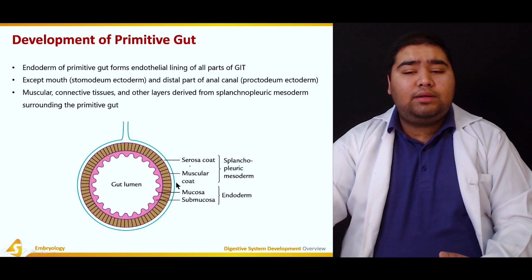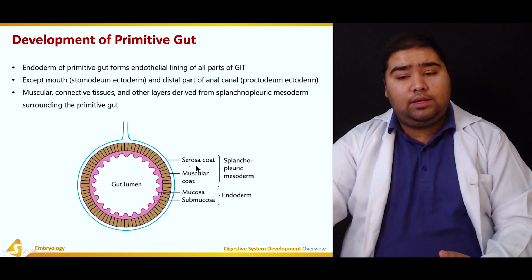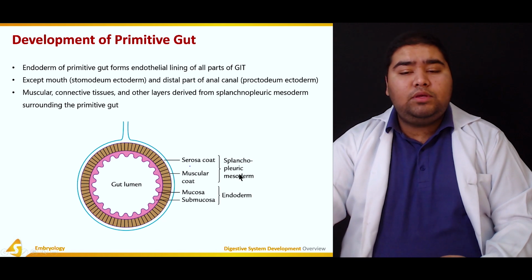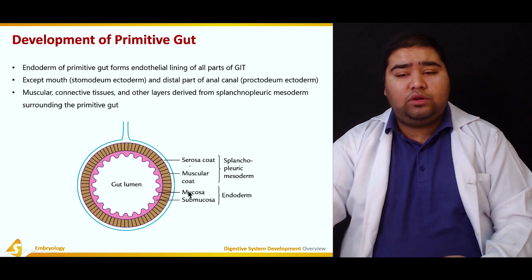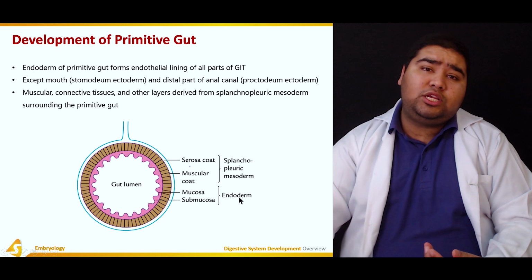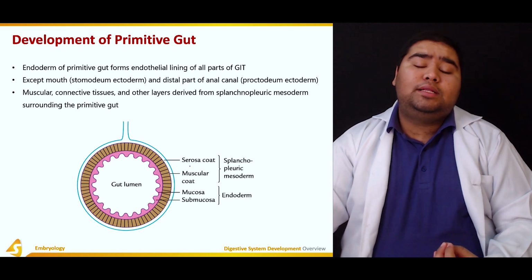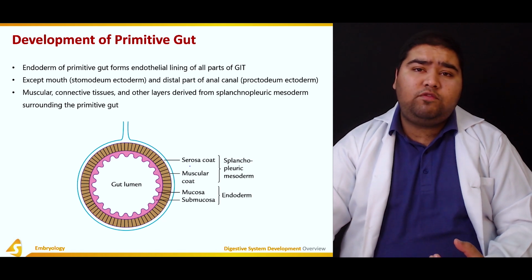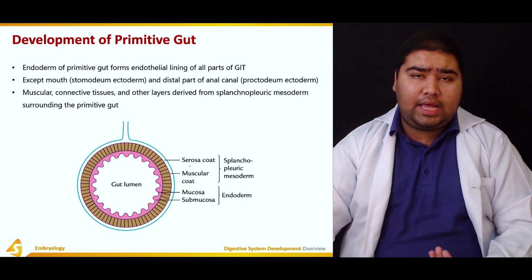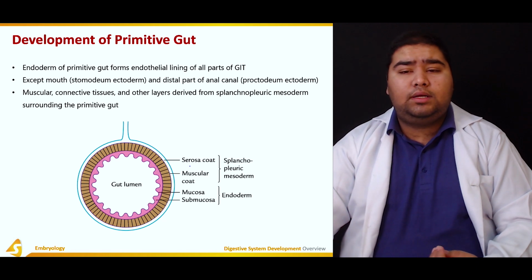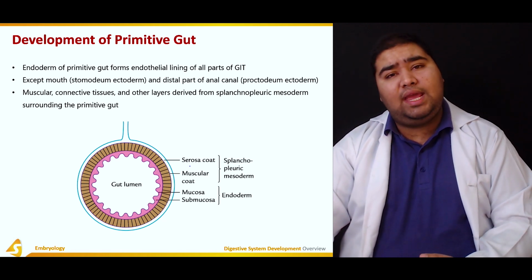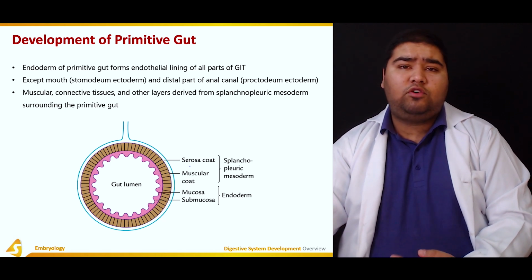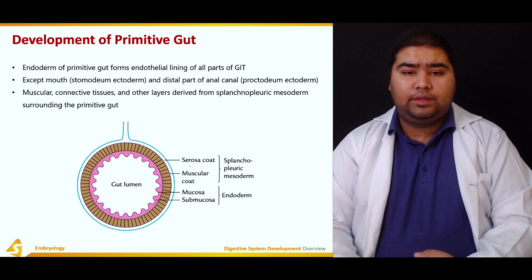The muscular layer and the serosa originate from the splanchnopleuric mesoderm, and the mucosa and submucosa originate from endoderm, except in the region of the mouth, where the ectoderm of the stomodeum is responsible for the formation of the lining, and also in the region of the distal part of the anal canal, where the ectoderm of the proctodeum is responsible for the formation of the adult lining.